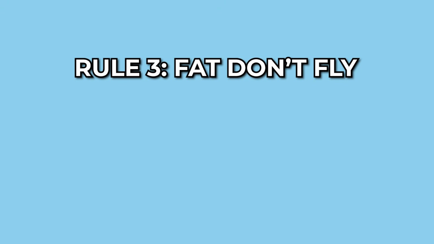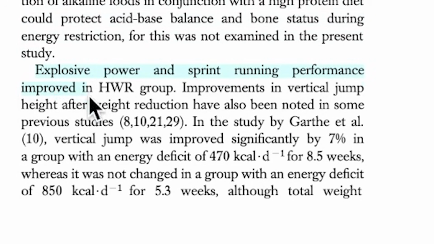But listen, even if your RSI score is strong and you have strong ankles, you still can't be fast and explosive if you have this one issue. Rule number 3, fat don't fly. Research shows that for every 2 to 4 pounds of body fat, not water weight, your times in the 40 yard will slow down by 0.1 to 0.3 seconds.